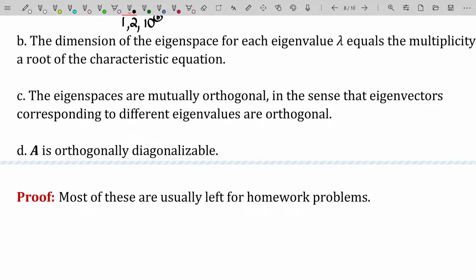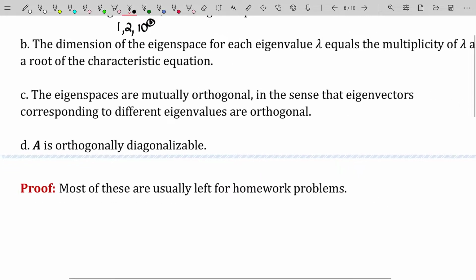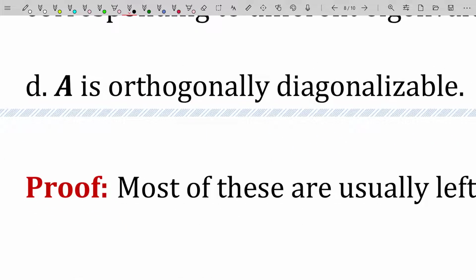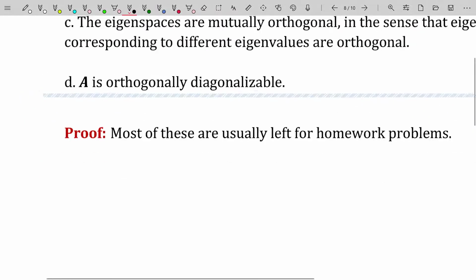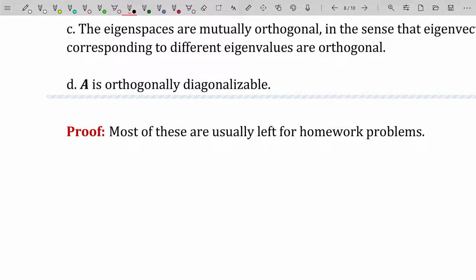But anyhow, part C here just says eigenspaces are mutually orthogonal in the sense that as long as eigenvectors belong to different eigenvalues, they're going to be orthogonal. And finally, whenever you're handed a symmetric matrix, you know immediately it's orthogonally diagonalizable. You can always force an orthogonal eigenbasis for your eigenspace. Now, most of these are left for the homework problems, usually for students to prove. So I'm not going to prove any of these here.